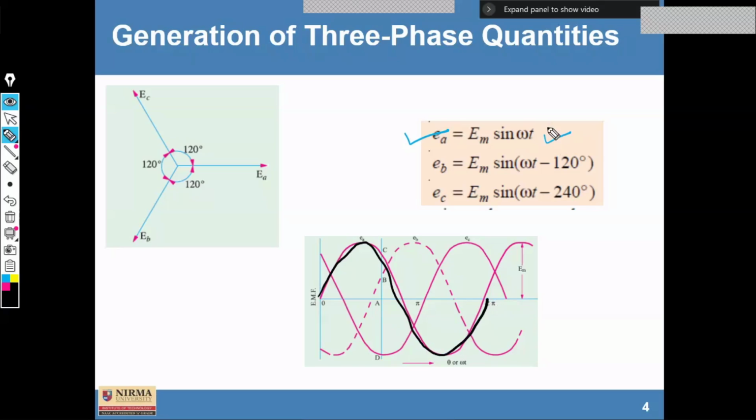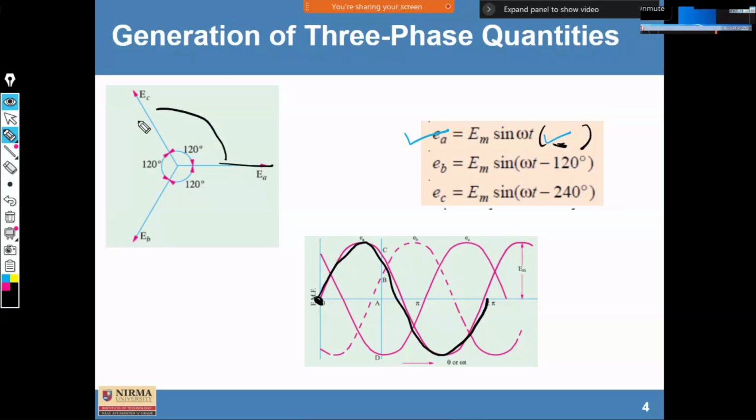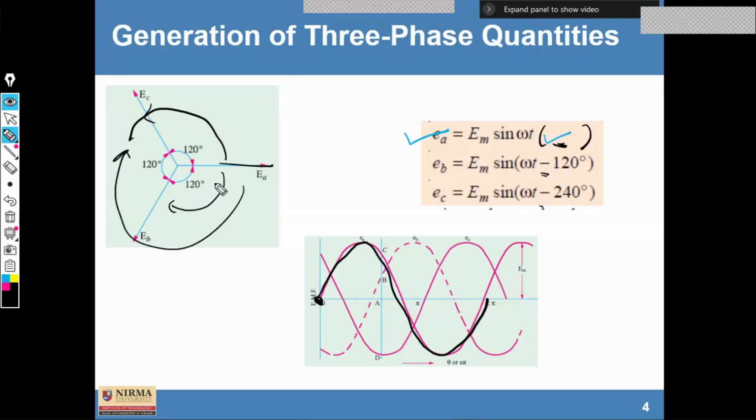Clear. And there is no angle here because it starts from zero. Now, similarly, this is EA. Now, in anti-clockwise direction, this is with respect to minus 120 and minus 240. Fine. So here you can write minus 120 or you can write in this fashion also. Clear. So either you can write.